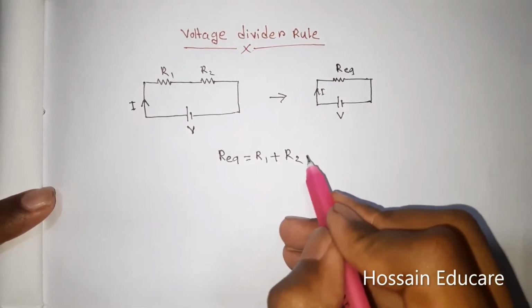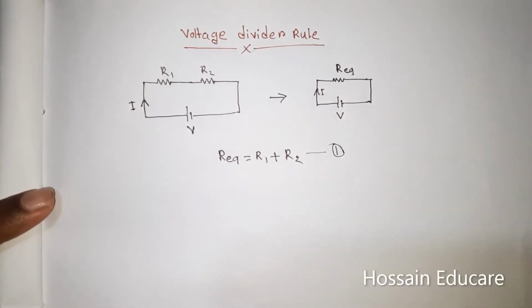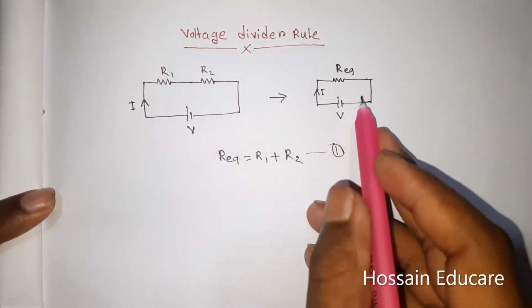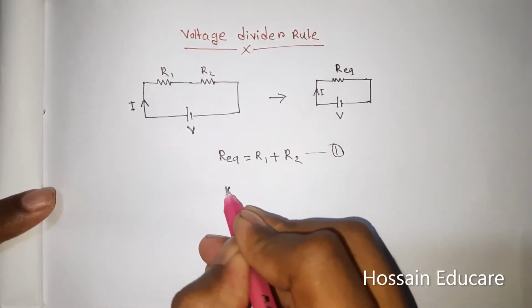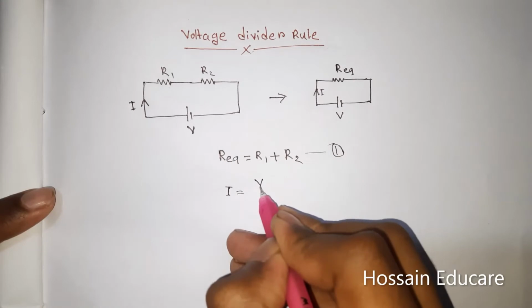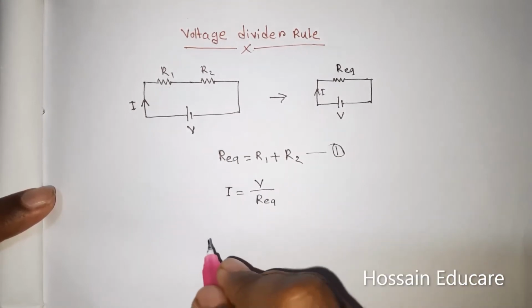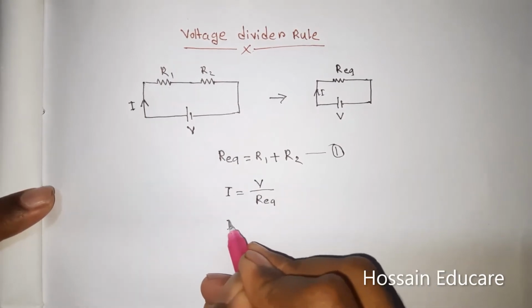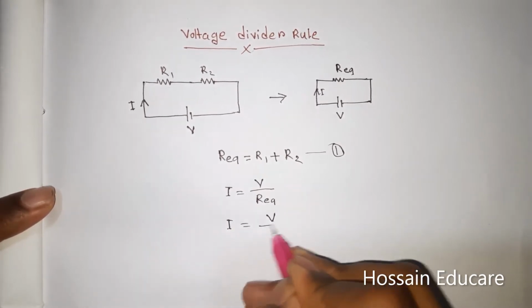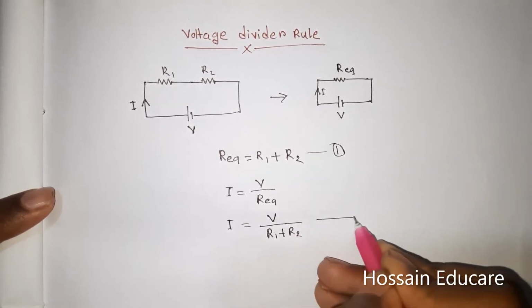This is equation number 1. From circuit 2, the current I flowing through the circuit is equal to V divided by R equivalent, according to Ohm's law. Putting in the value of R equivalent, we get I is equal to V divided by R1 plus R2. This is equation number 2.